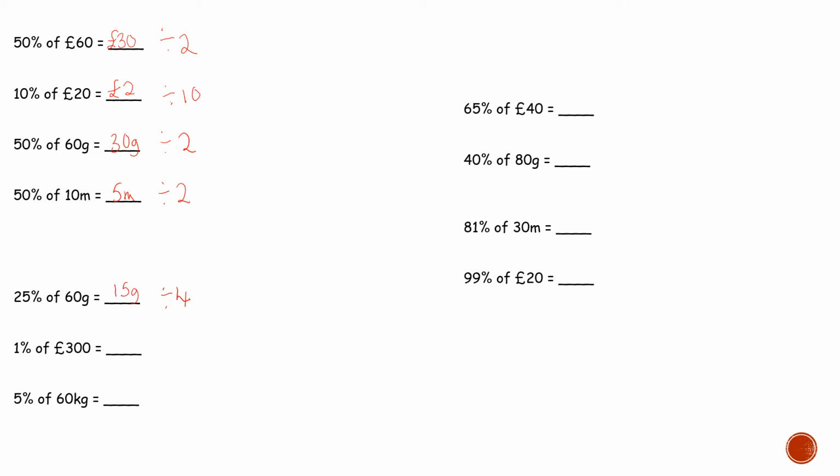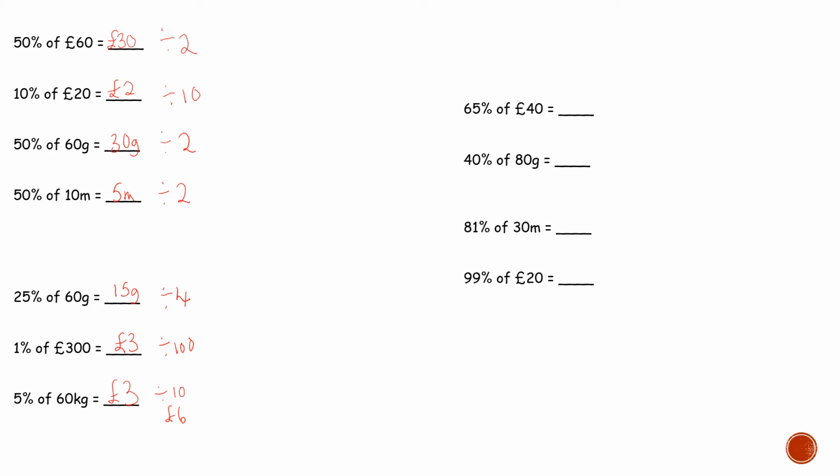For 1% of £300, we're going to divide it by 100. And if we divide 300 by 100, it's going to give us £3. And then we're after 5% of 60 kilograms. So to do this one, we can either divide it by 20, or to make it easy, we can divide it by 10, which would be £6, and then divide that by 2 to give us £3.